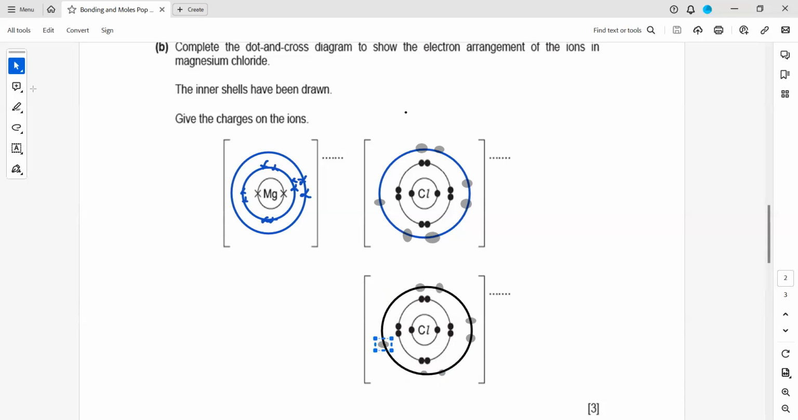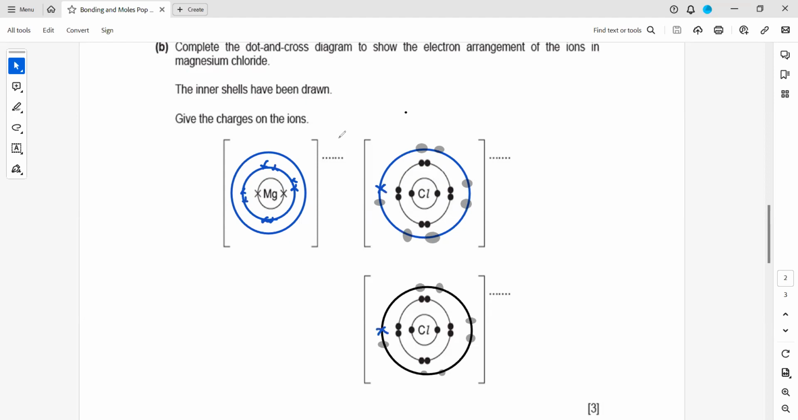Now, what will happen? The metal has the tendency to lose all its valence shell electrons. So the magnesium will lose the last shell electrons. One electron transfers to one chlorine and the other electron transfers to the second chlorine. As a result, this chlorine will have 1 electron from magnesium and this one also has 1 electron.